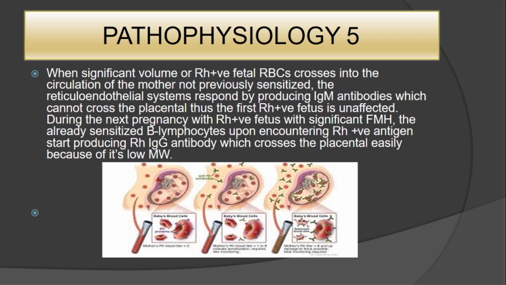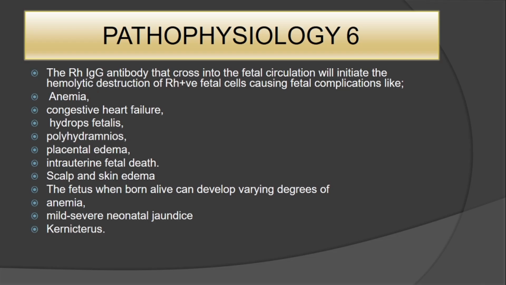The Rhesus immunoglobulin antibody has low molecular weight and can easily cross the placenta. And if it crosses the placenta into the fetus, and since the fetus is Rhesus positive, that means the fetus has Rhesus positive antigen on the surface of the red blood cell. The IgG antibody will set the stage for the destruction of the fetal red blood cells. And destruction of the fetal red blood cell will initiate the hemolytic problems, complications that this fetus will develop.